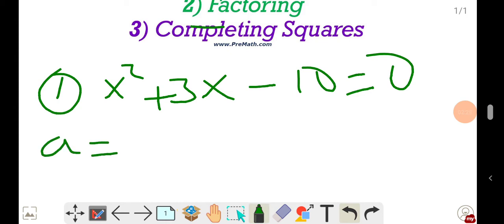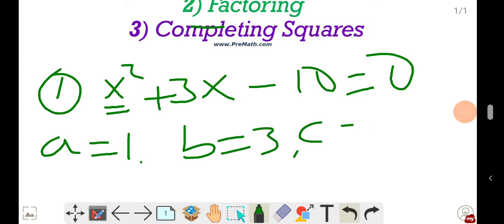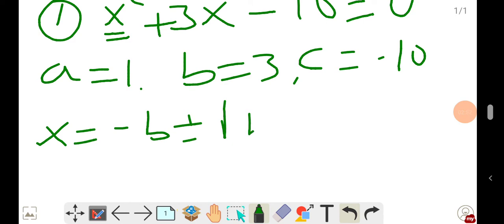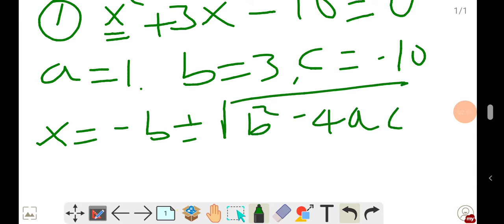For this quadratic equation, first let's identify what a is. A means the coefficient of x squared. There is no number in front of x squared, so it is 1. If there is no number, we will take it as 1. And b is equal to 3, and c is equal to negative 10. The c is the constant. Then when you apply the formula, x is equal to negative b plus or minus the square root of b squared minus 4ac, the whole over 2a. We said it already.